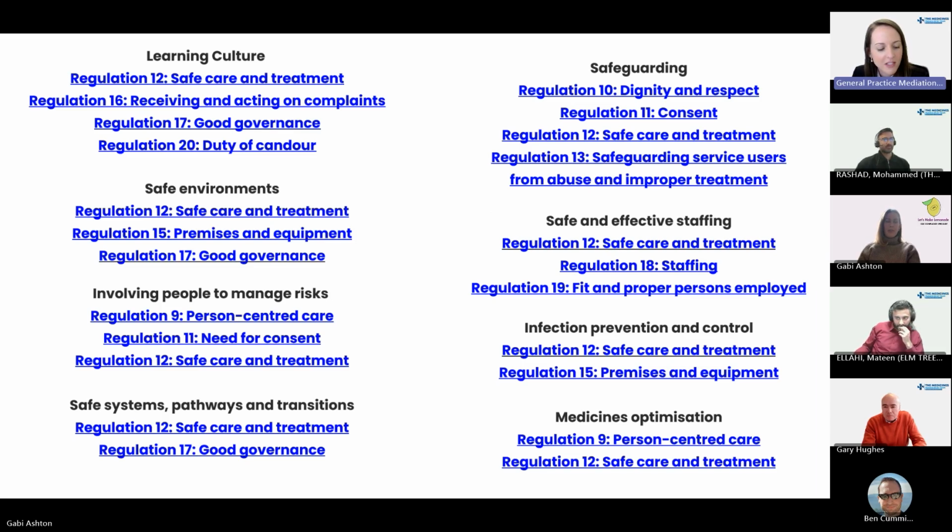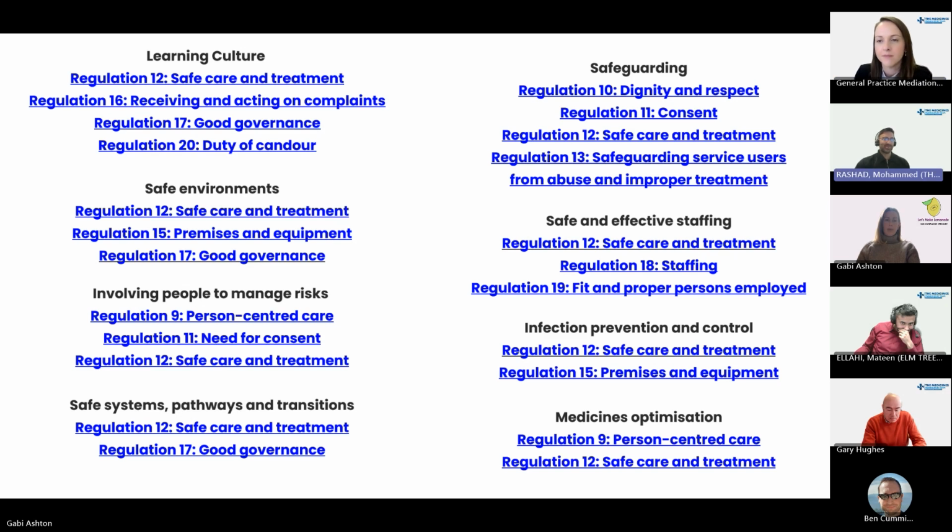Just before we move on, Rashad, can I come to you, and maybe you'd like to share how the Medicines Management Team, with its supply of pharmacy technicians and clinical pharmacist services to practices and PCNs, helps those practices and PCNs with the safety aspects? Absolutely.